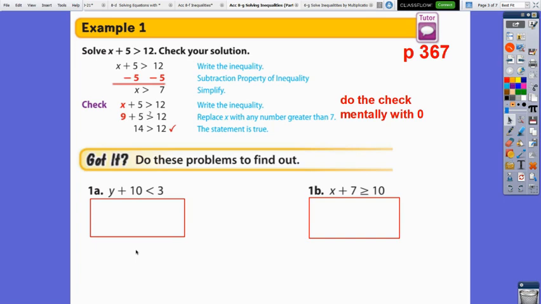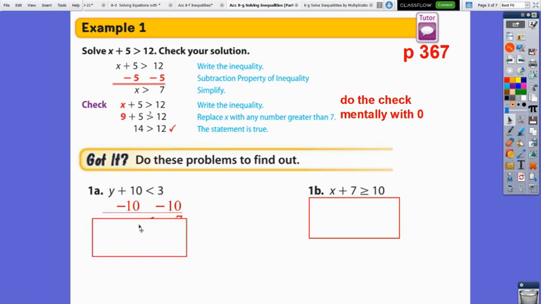All right, here's one. y plus 10 is less than 3. The first step to solve this inequality is to get the y by itself by subtracting 10 from both sides. That gives me a new inequality of y is less than negative 7. So if I put 0 in here, 0 less than negative 7, that's not true. So if I put 0 in my original inequality, it should also be not true, and it is. Okay, 0 doesn't work. That's my little mental check. You don't have to write anything down for the check. It just helps you feel good about your answer.